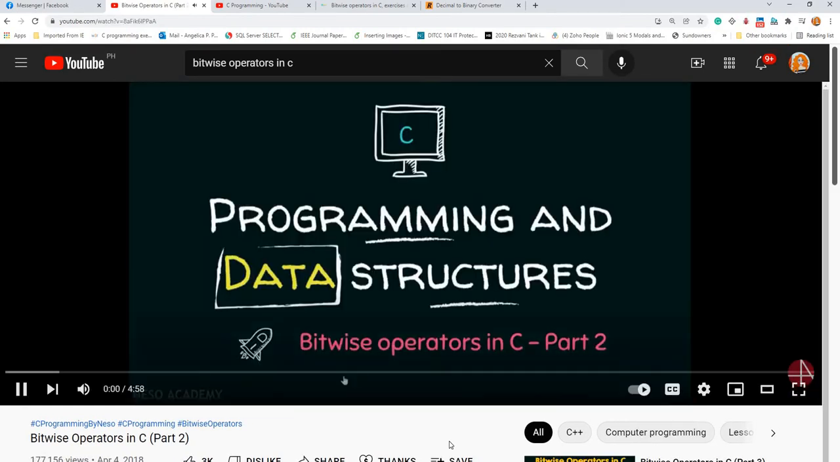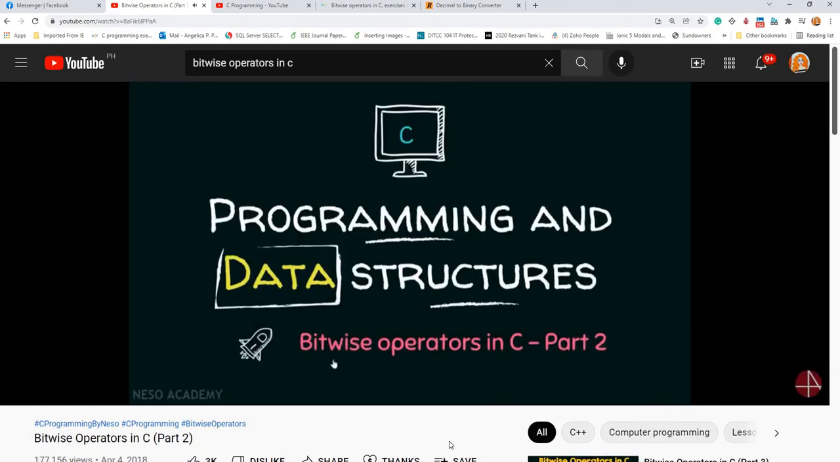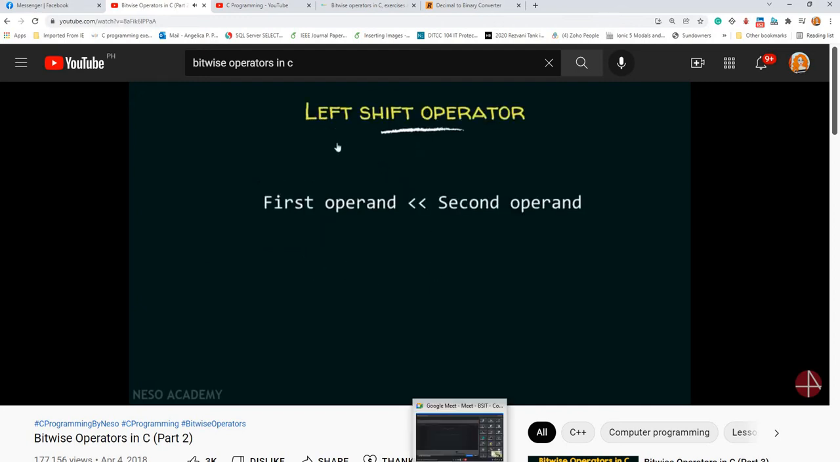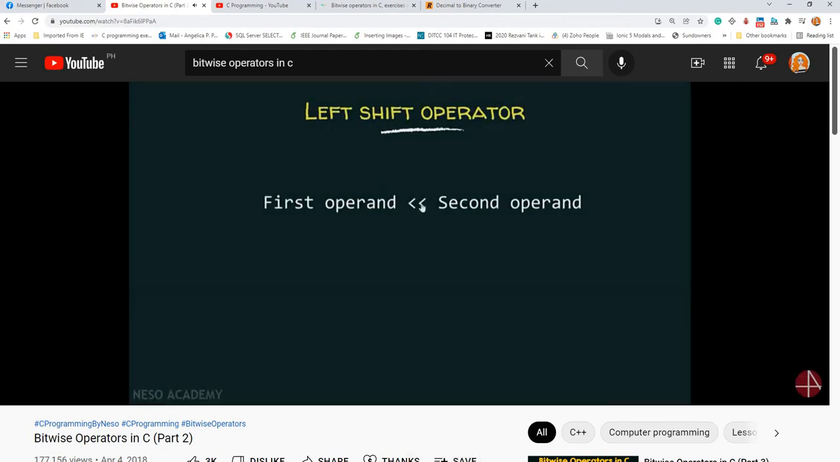Looks perfect. Let's continue our discussion on bitwise operators in C. In this lecture, we will cover the left shift operator. We will also talk about some important points related to the left shift operator. Let's get started. What is the left shift operator? This is how a left shift operator looks.